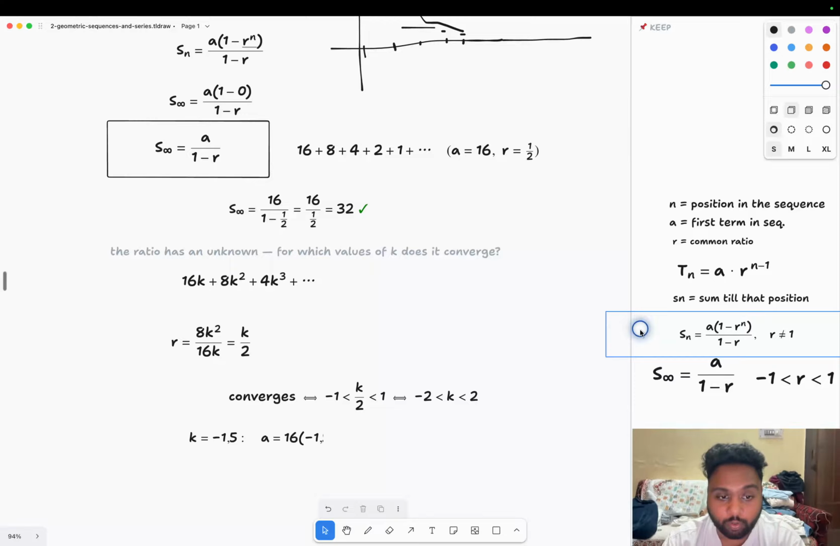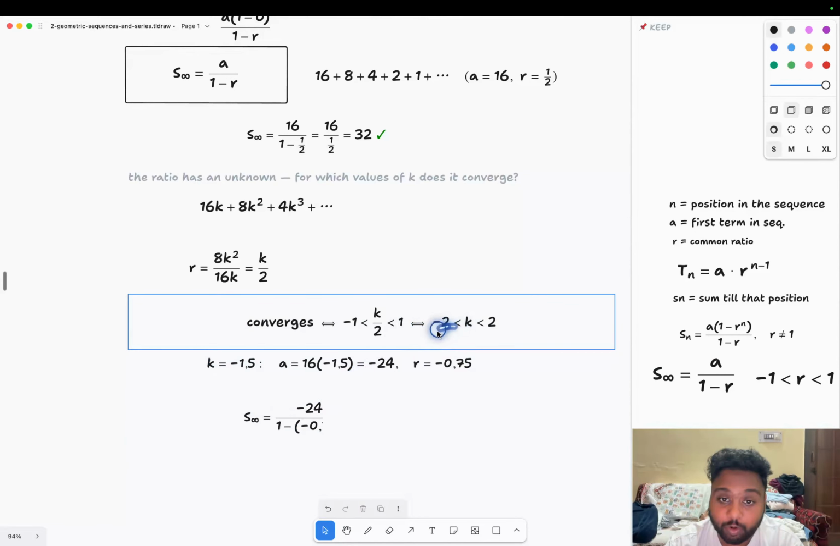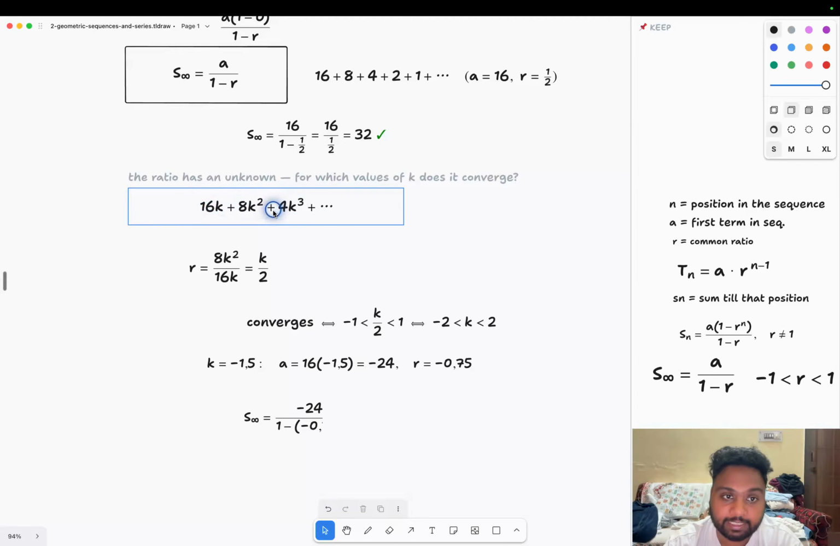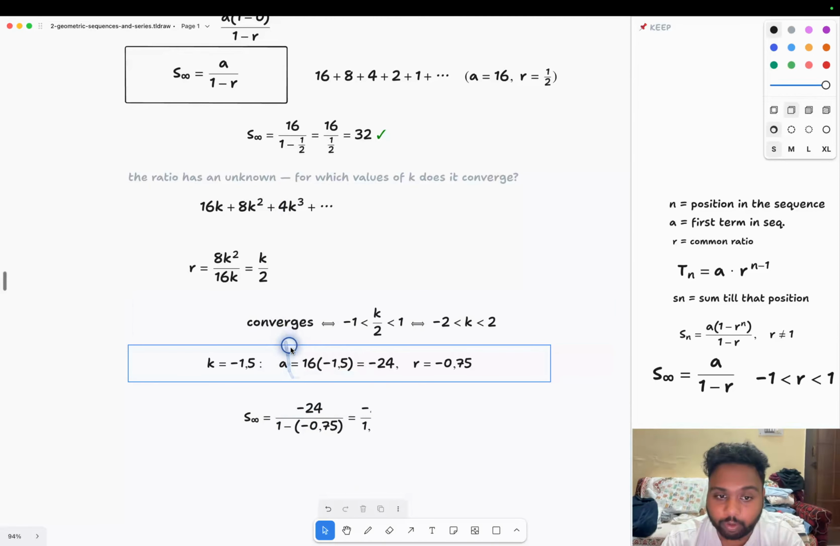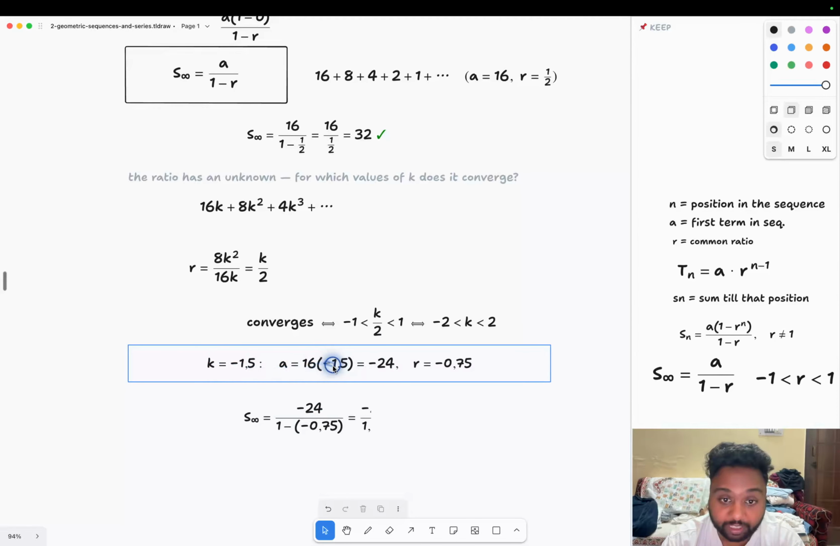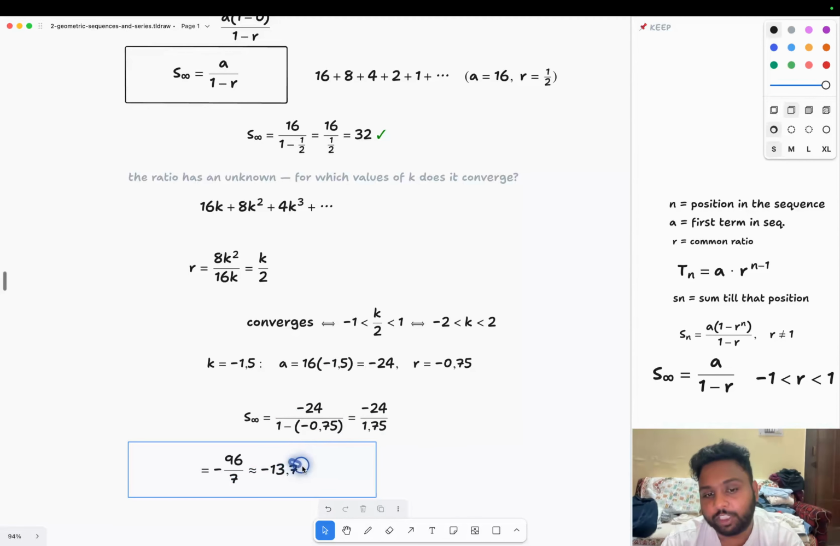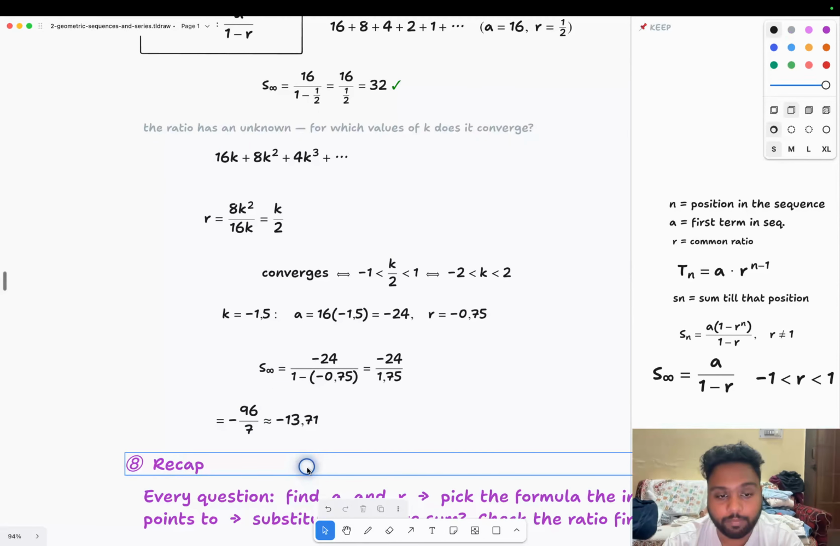So for k equal to 1.5, the series will become this, and the R will become this. So we can have a lot of numbers between -2 and 2 which can give us a sequence or a series that converges. And the S of infinity in this case is going to be, we substitute the first value, which is 16 multiplied by 1.5, which is -24. We took -1.5 as our R, and then 1 minus that is equal to this, which sums up to be approximately 13.71. Okay.